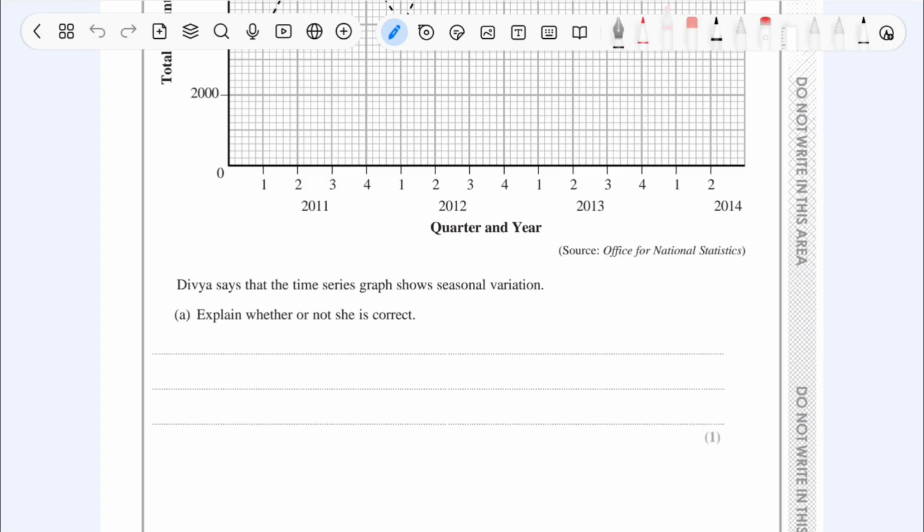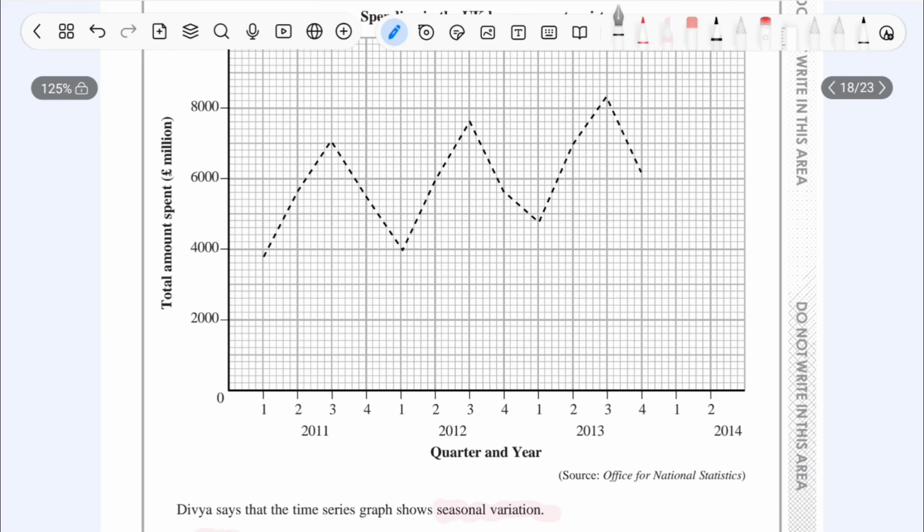So let's highlight the keywords we have here. Explain and seasonal variation. Now we need to actually know what these two mean. Explain just means give a reason. So we need to say yes or no to whether it has got seasonal variation and give a reason for that. So seasonal variation, well, what is seasonal variation?